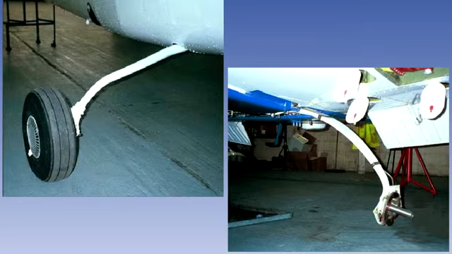Spring steel legs are usually employed at the main landing gear positions. The leg consists of a tube or strip of tapered spring steel, the upper end being attached by bolts to the fuselage, and the lower end terminating in an axle, on which the wheel and brake are assembled.